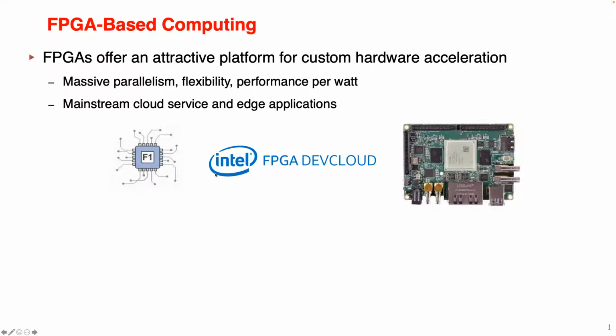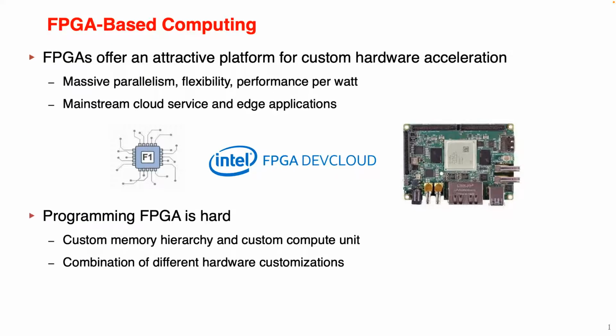FPGAs offer an attractive platform for custom hardware acceleration because they can provide massive parallelism, flexibility, and also high performance per watt. FPGAs have been adopted in mainstream cloud service providers like AWS and Intel. They are also widely used in edge applications. However, FPGA is known to be extremely hard to program. FPGAs have custom memory hierarchy and custom compute units. It requires programmers to have in-depth hardware expertise to combine different types of hardware customization techniques in order to get a high performance.